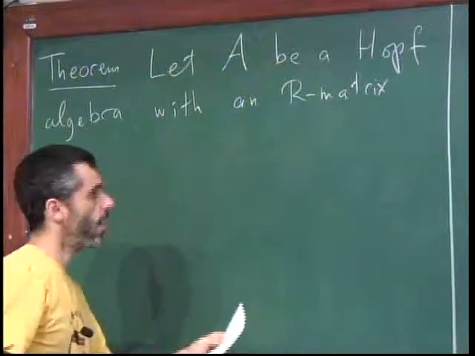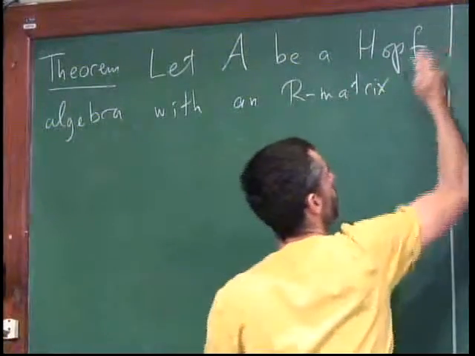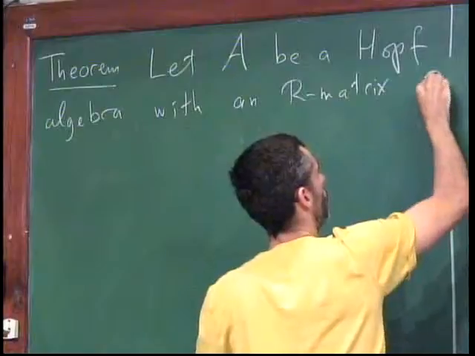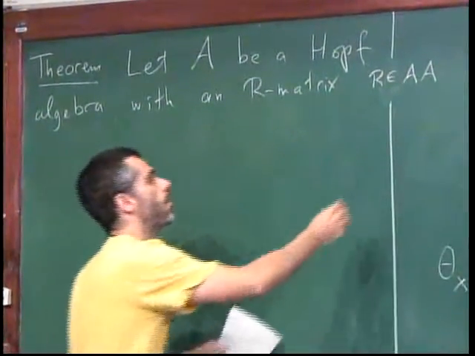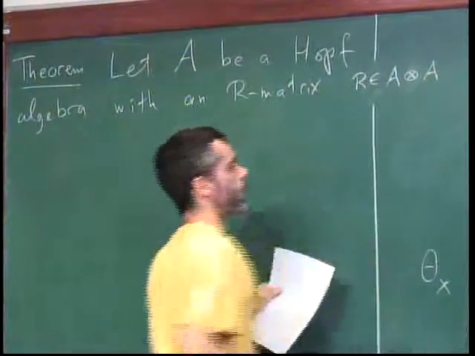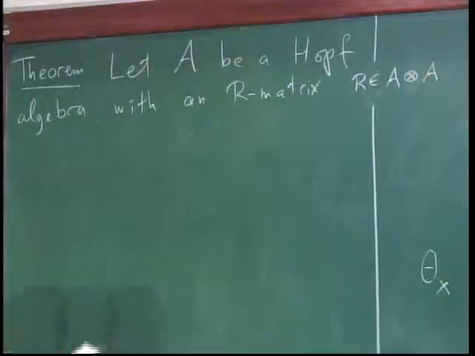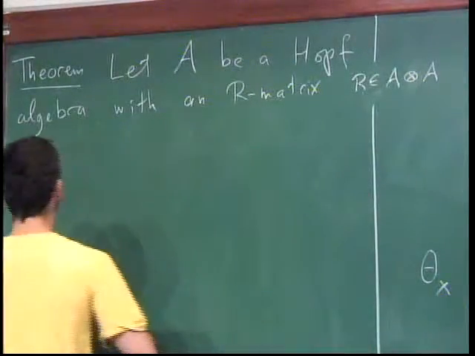So the Hopf algebra has an R matrix. The R matrix is an element in the tensor product of two copies of A. And I'll remind you what the axioms of an R matrix are.